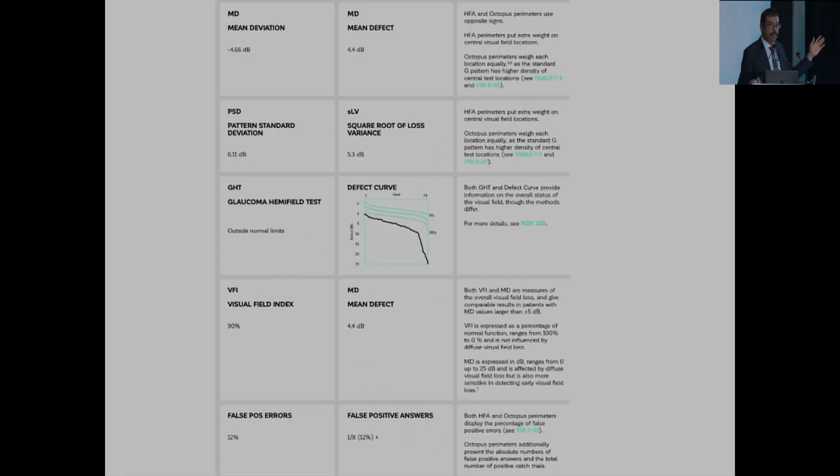Then you have the mean deviation in Humphreys, that is called the mean defect. Then you have the PSD, that is called the SLV, the square root of loss variance. We can discuss this a little later. And you have the glaucoma hemifield test. In this, it is a little different, that is coming under the defect curve, called the Bebie curve. Then you have the visual field index, but that is again different.